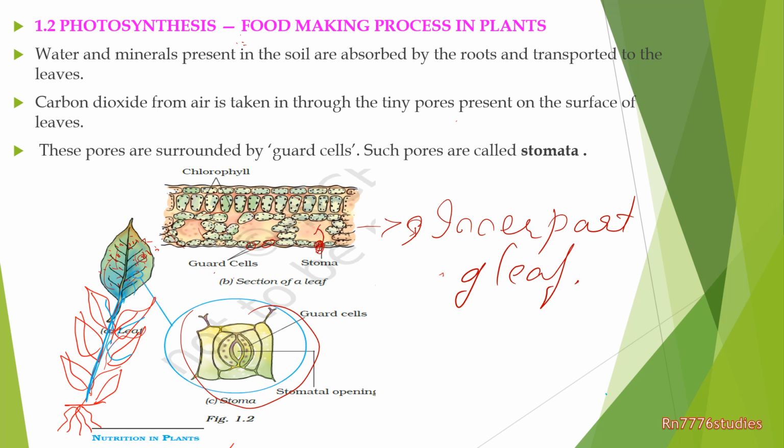So they go like this inside. And this is chlorophyll. Chlorophyll is present for green color in plants. Okay, green color, chlorophyll. Understood? So very simple.